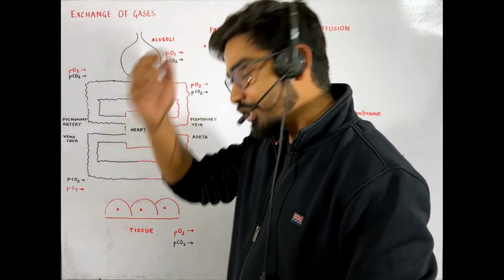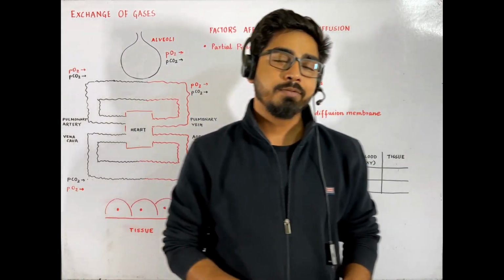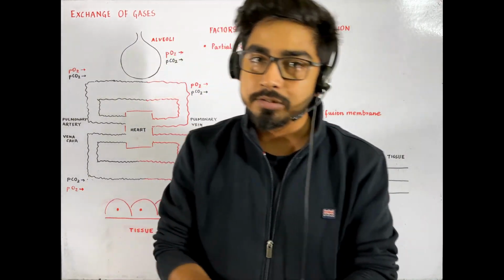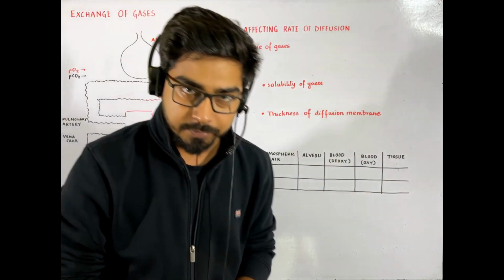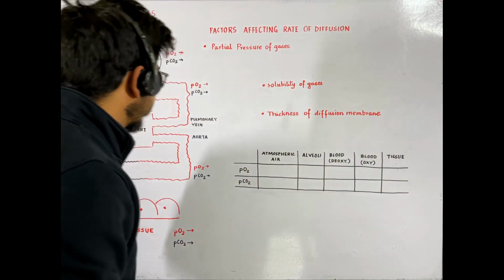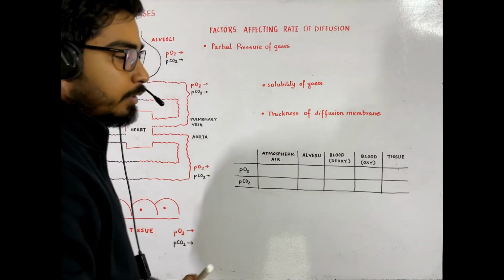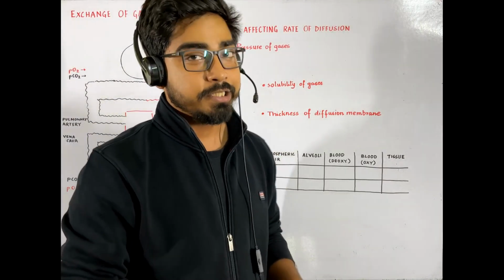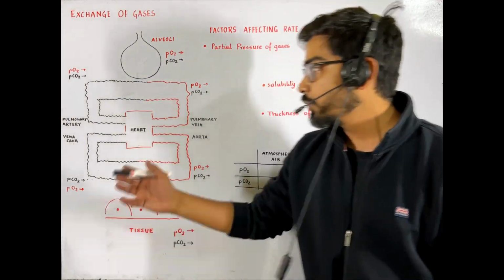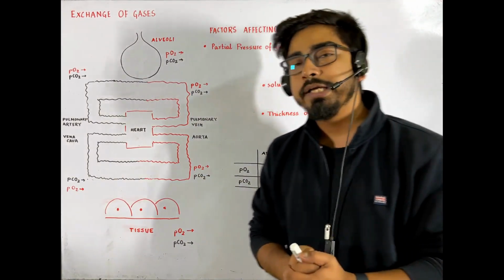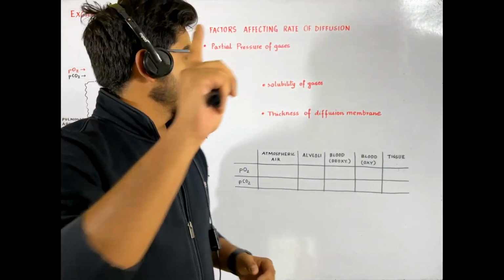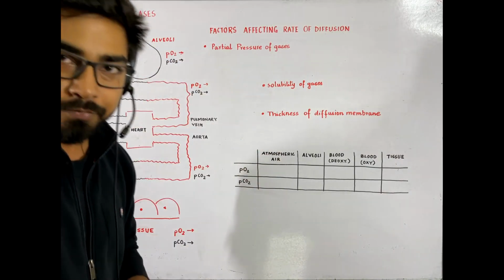Now, in exchange of gas, we are going to cover two topics. Number one is what are the factors affecting the rate of diffusion or exchange of gas, and another topic is how partial pressure of gas is affecting the rate of diffusion. So we are going to learn these two things today in this session. Okay, so let's start with factors affecting rate of diffusion.